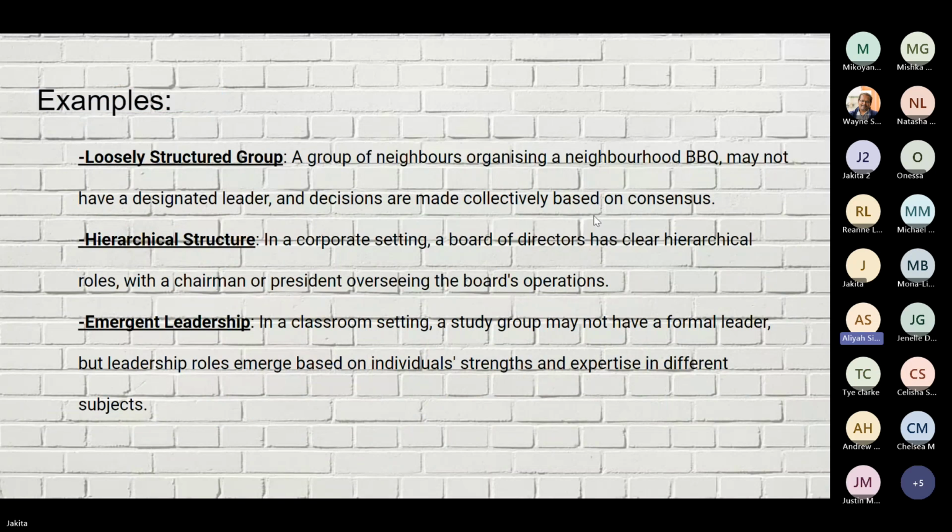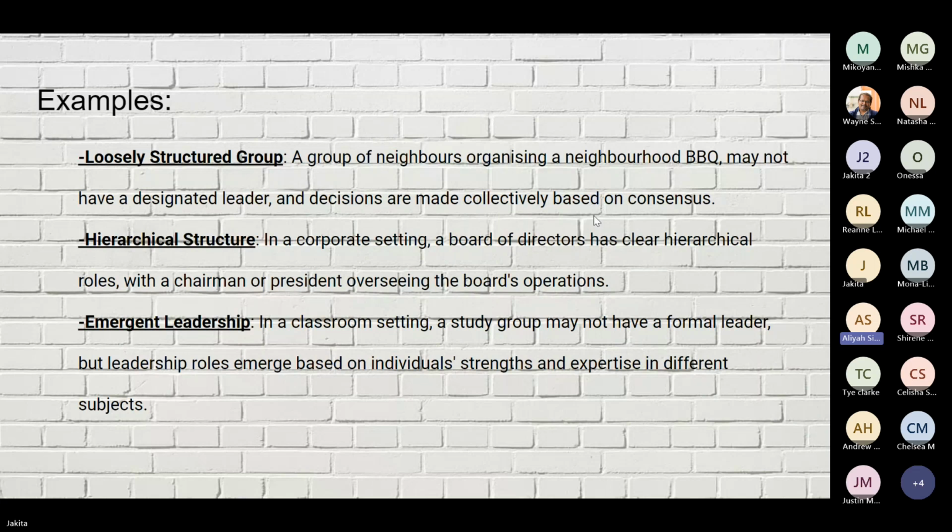Let's look closely into some of the examples. A loosely structured group can be a group of neighbors organizing a neighborhood barbecue. It may not have a designated leader, and decisions are made collectively based on consensus. Hierarchical structure could be in a corporate setting with a board of directors and has a clear hierarchical role, with a chairman or president overseeing the board's operations.